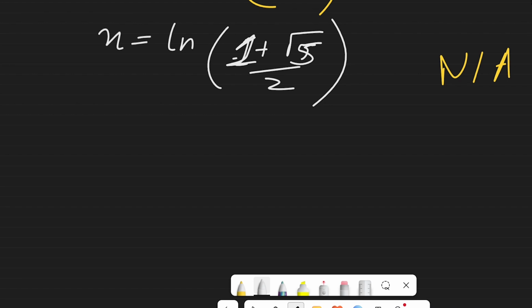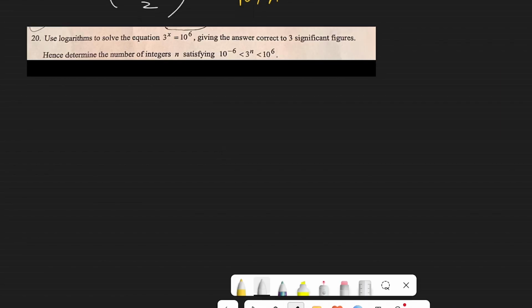Let me just do another question. So here we have our last question for today. What is it? Use logarithm to solve the equation 3 power x is equal to 10 power 6, giving your answer correct to 3 SF, and hence determine the number of integers n satisfying this. First of all we need to solve this equation, 3 power x is equal to 10 power 6.